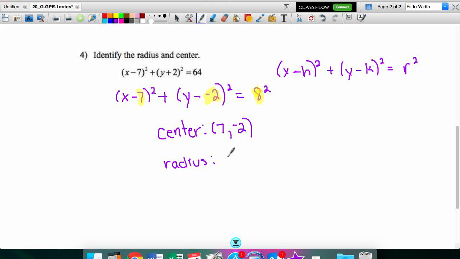Another way to think about these problems is that if you look at the formula, your center will always be the opposite of what it looks like. So it looks like a -7 and a +2, but the center actually turns out to be +7 and -2. And the radius is always the square root of whatever our final value on the end is. So the square root of 64 is 8. And that's just another way to think about those particular types of problems.